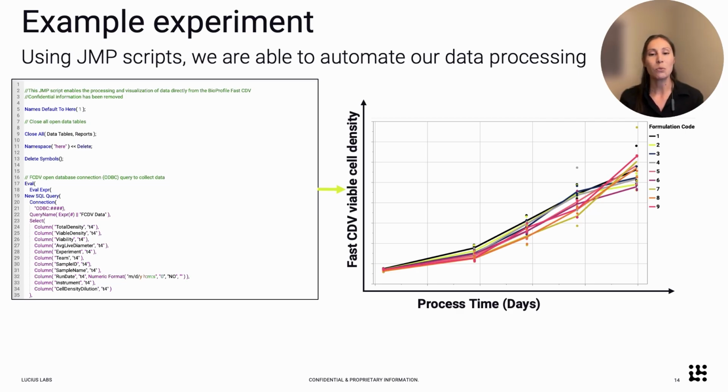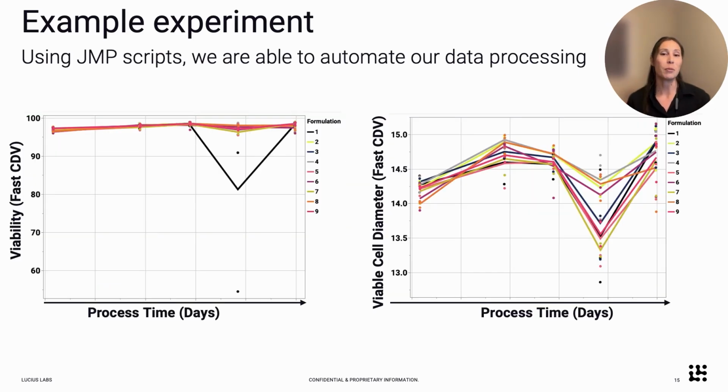So in this example, we have all of our different formulations looking at the different vitamin concentrations, and how the cells are responding to these different vitamin concentrations in a batch experiment. So we're able to plot this data across the process time that's shown on the x-axis and look at the viable cell density from the FAST CDV and see how the trends are changing over time, and then determine immediately which is the most important factor from our design of experiment.